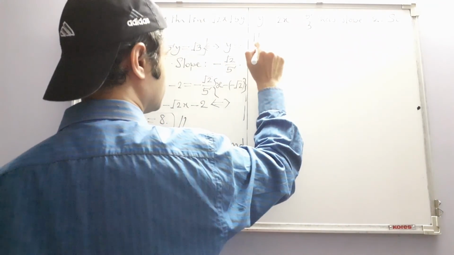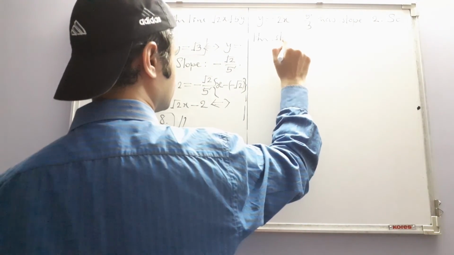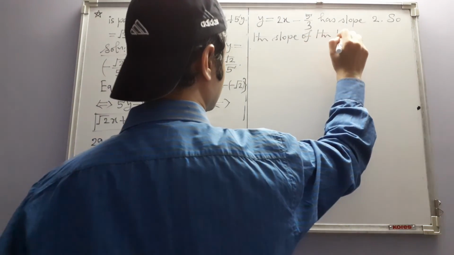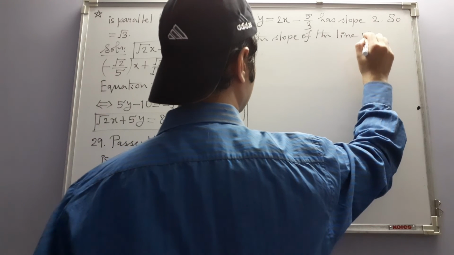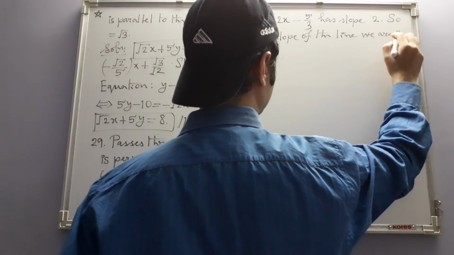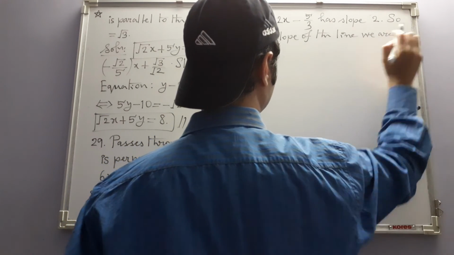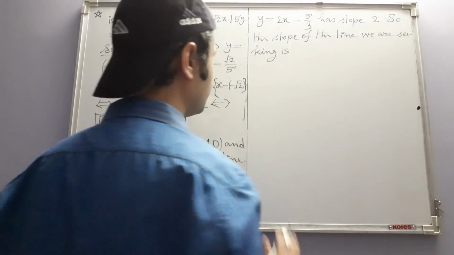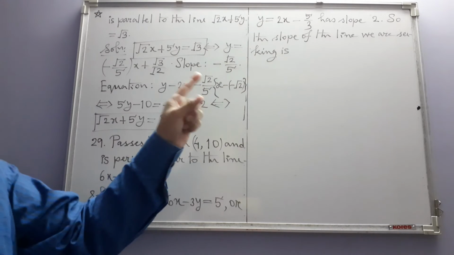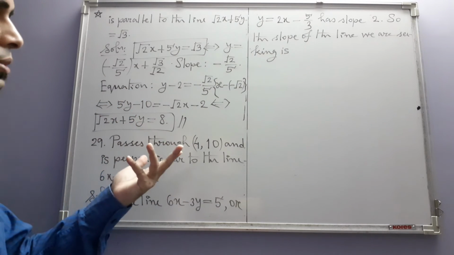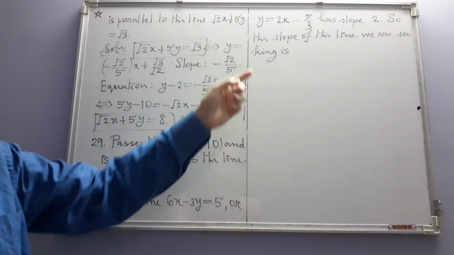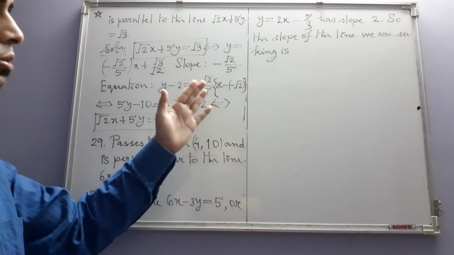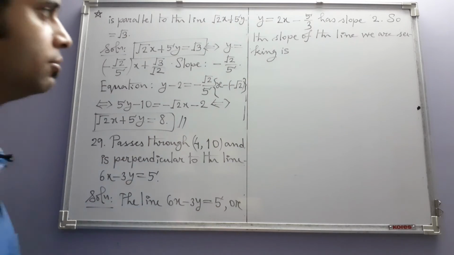So the slope of the line we are seeking is, it will be what? The negative reciprocal of this slope, because it has to be perpendicular to this line, so that when you multiply the two slopes it must be -1. So it has to be -1/2.